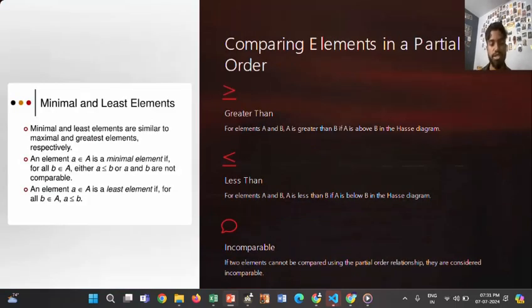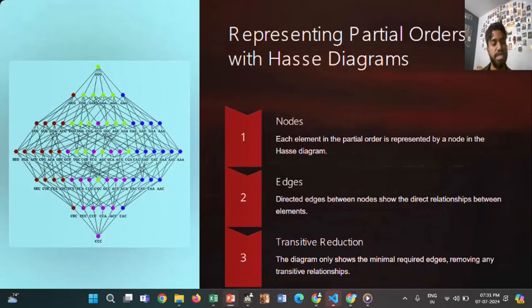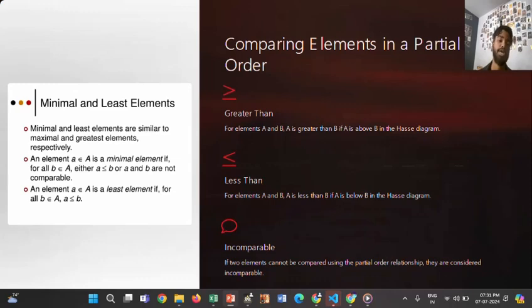Incomparable: if two elements cannot be compared using the partial order relationship, they are considered incomparable. See, I consider GGG and AAA, which are not connected in the diagram. They cannot be compared, so they are incomparable elements.